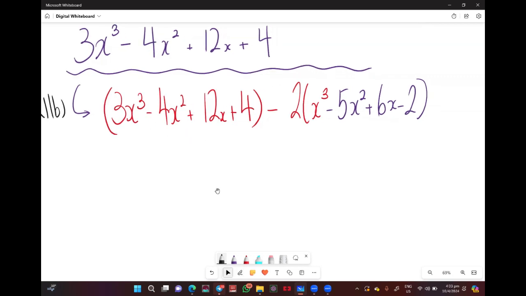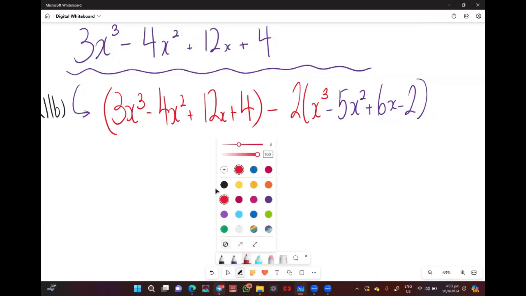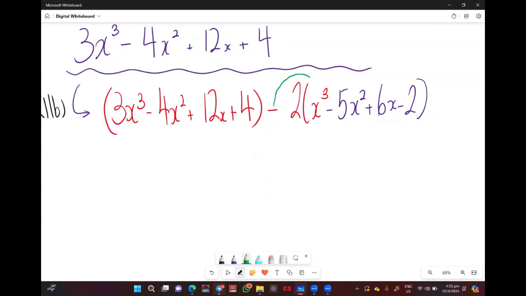All right, and what I'm going to do right now is I'm going to expand the second part. So I can first expand. When I do minus 2 times x to the power of 3, I will get negative 2x to the power of 3. Is this something that you can understand? Then when I do negative 2 times negative 5x squared, let me just draw the second arrow, I will get positive 10x squared. When I do negative 2 times positive 6x, I get negative 12x.